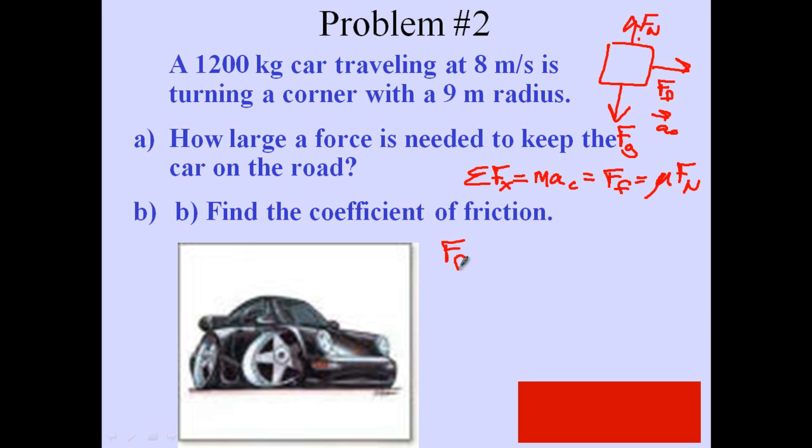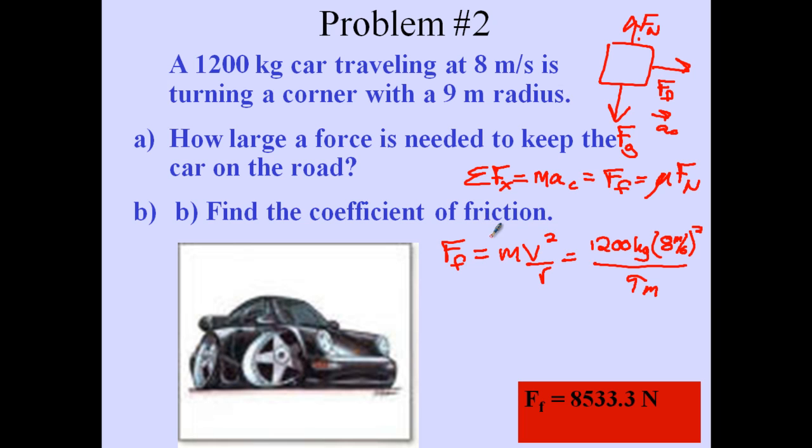So we're trying to worry about how big of a force this is. So mass, remember a_c equals v squared over r. So 1,200 kg times 8 meters per second squared divided by 9 meters. And you get a frictional force of 8,533 newtons.